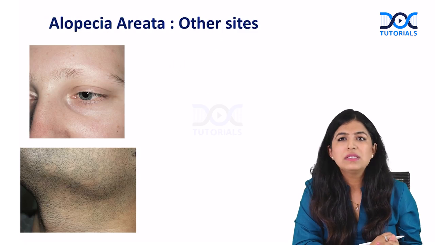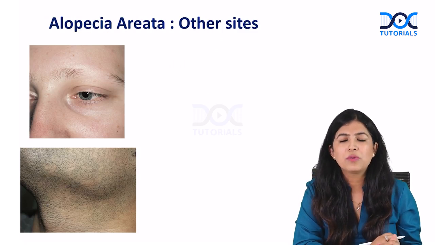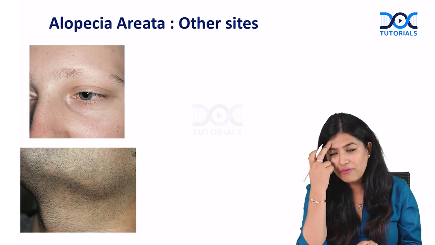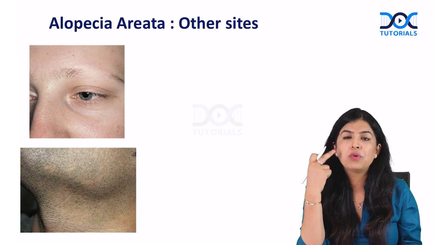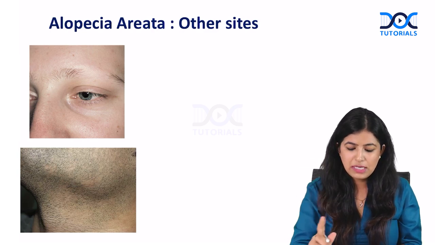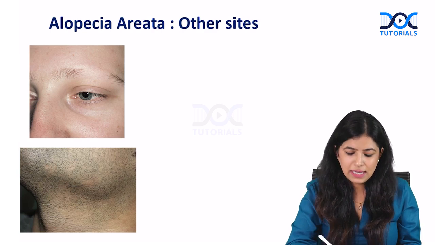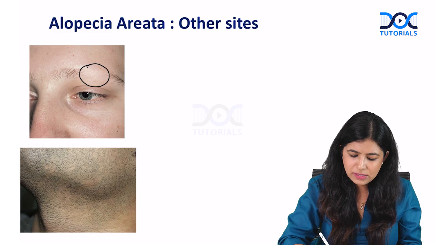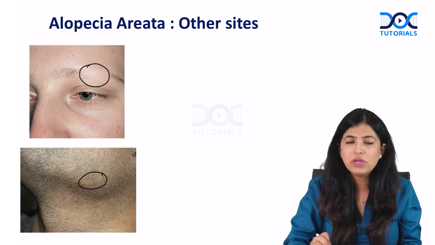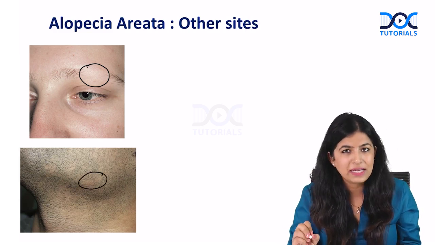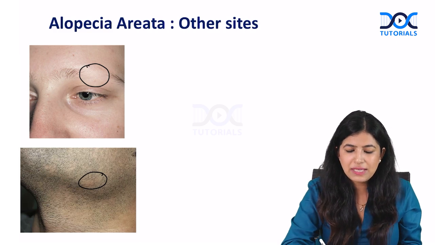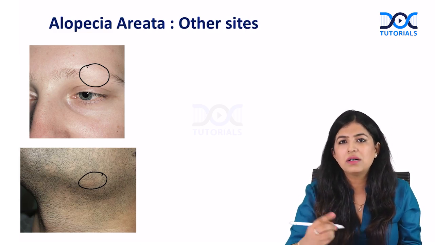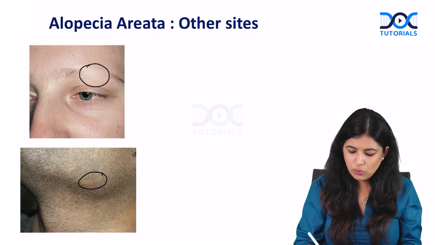Now, sometimes the patient may also tell you that they have a patch of alopecia on the eyebrow or the beard. Now, if the characteristics are the same, the skin is smooth, bald, there are no signs of inflammation, you know you are dealing with alopecia areata. So yes, alopecia areata can affect other body areas as well.